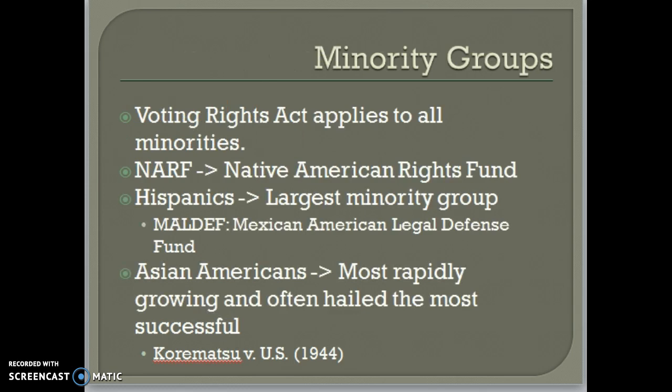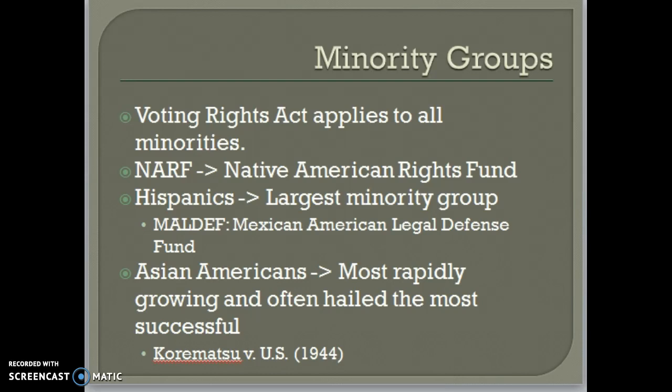So kind of continuing with minority groups, the Voting Rights Act applies to all groups. It's not just African Americans. And so if you are Hispanic, if you are Asian, if you are any minority group, the Voting Rights Act applies to you. You are not allowed to have your voting rights taken away based on your race. NARF is the Native American Rights Fund, a group that fights and advocates for Native Americans.